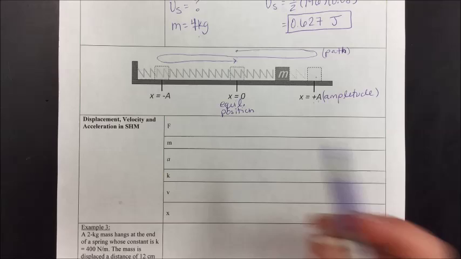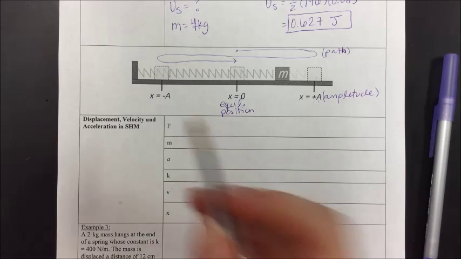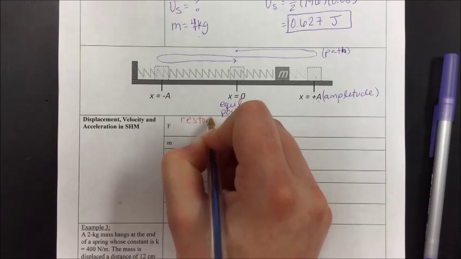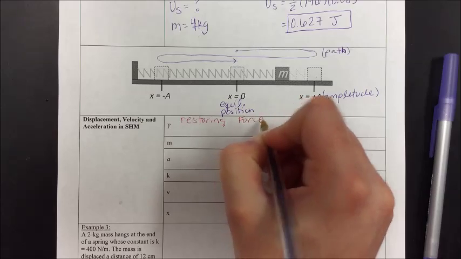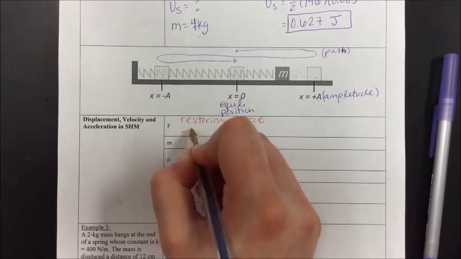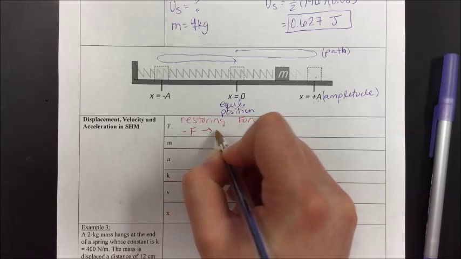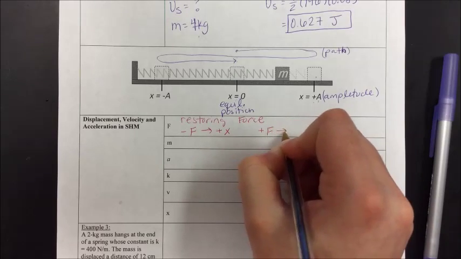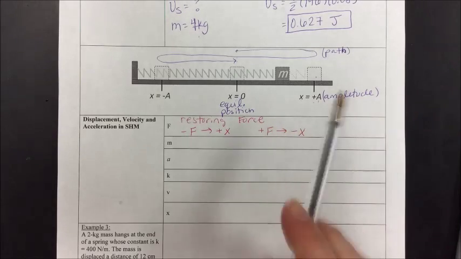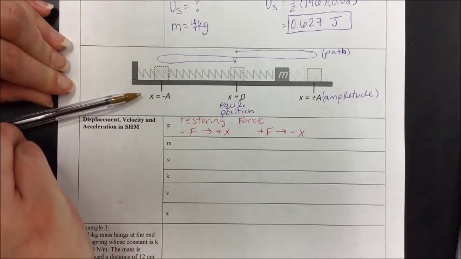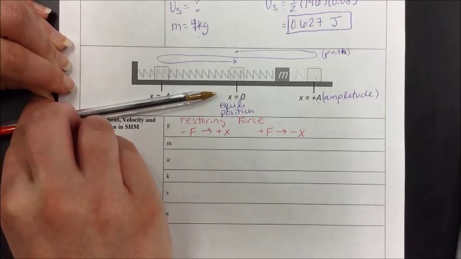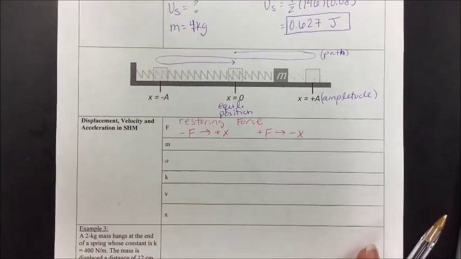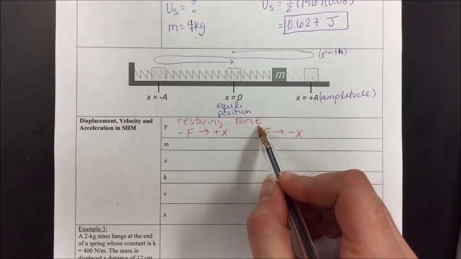Okay, and the first thing that we want to look at is the restoring force, the force that's taking place on our box. So this is the restoring force. If we have a negative force, then that means that the box is in a positive position. And if we have a positive force, then that means that the box is in a negative position. So if the force is being applied in this direction, then the box must be over here because it's pulling it back towards equilibrium. Remember that the restoring force always pulls back towards equilibrium.